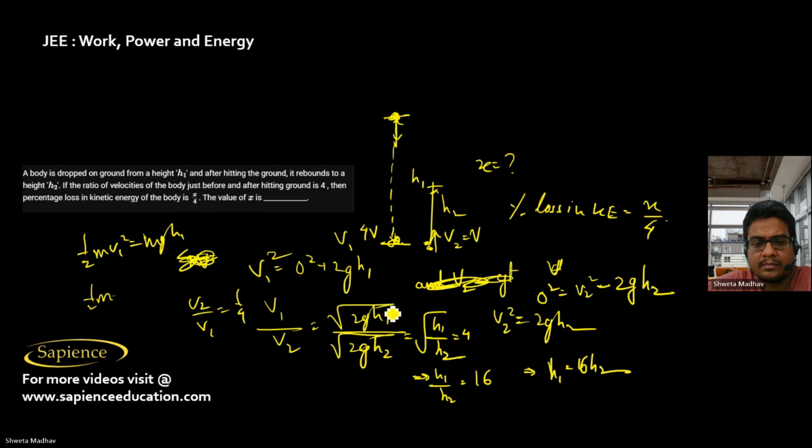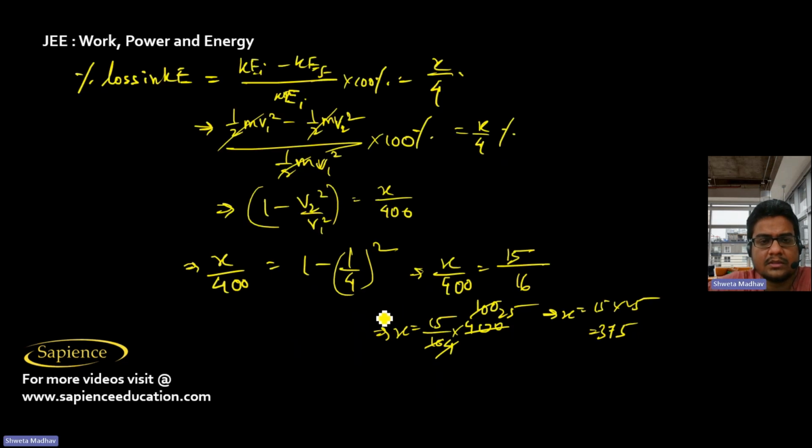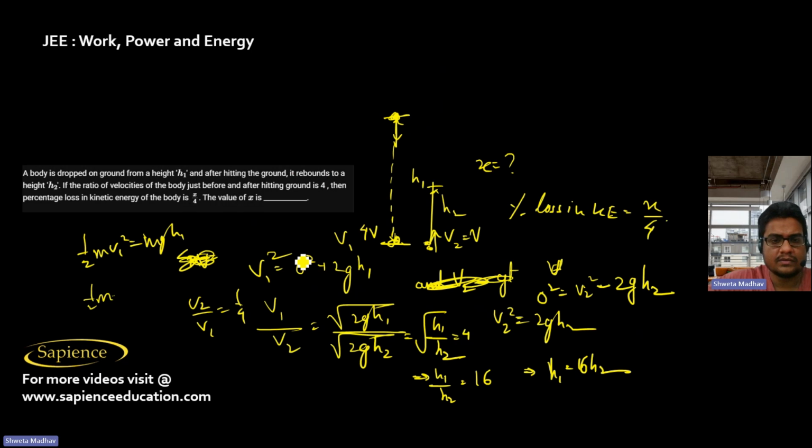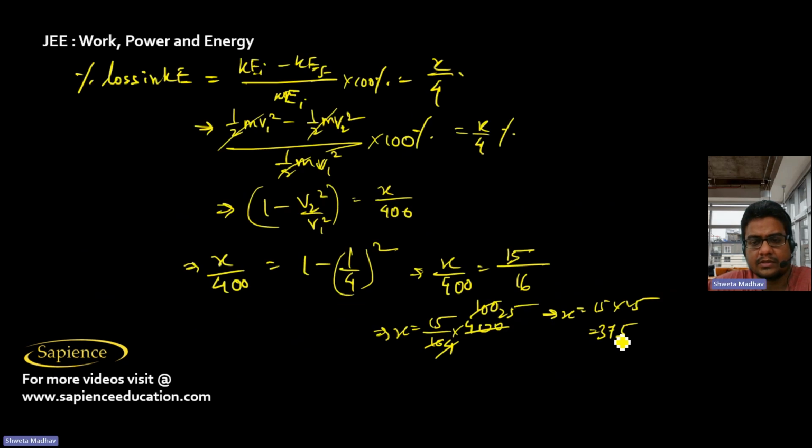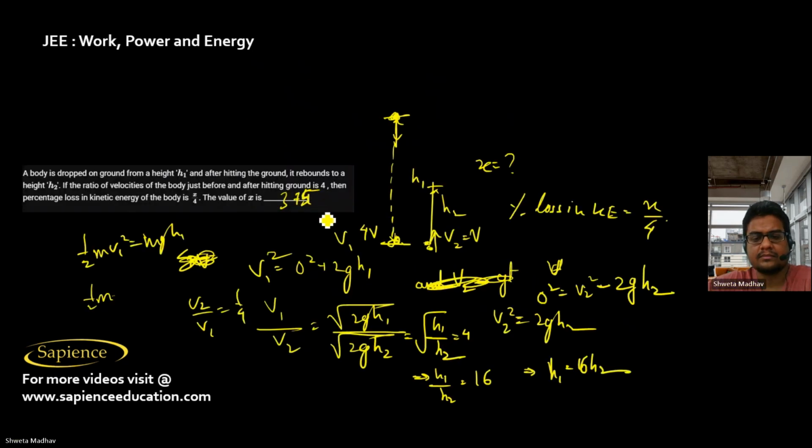So the percentage loss in kinetic energy of the body is 375 by 4%. So the answer is 374. No, 375, sorry. 375 is the answer.